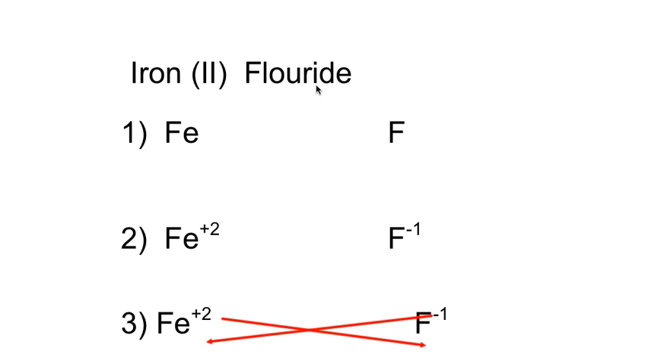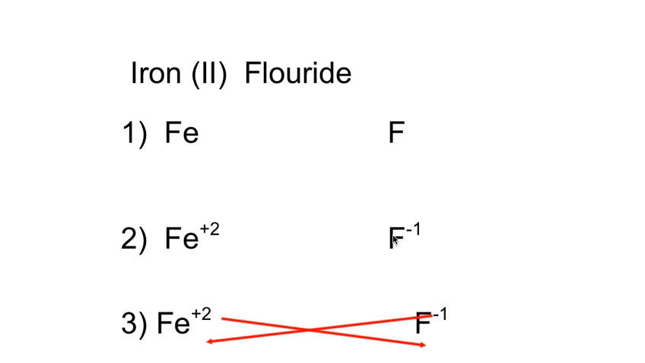So iron 2 fluoride is the compound we're dealing with. We write the symbols down: Fe for iron, F for fluorine. We write down the oxidation number. Remember, the Roman number 2 here is the oxidation number for iron, so it's Fe +2. Fluorine is in group 17, so it's a -1 charge.